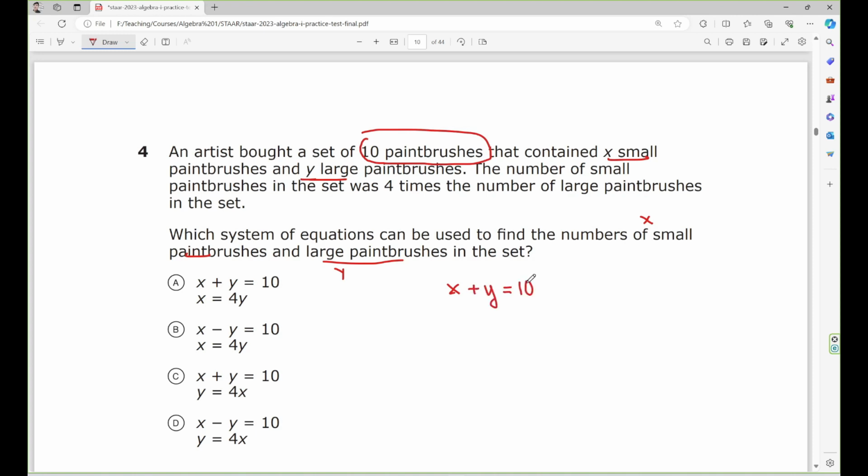Now look at the second sentence right here. The number of small pen brushes in the set, the number of small equal x right here, was equal to 4, put 4 here, times the number of large, which is y. So the second equation is x equal 4 times y. So the answer must be A.